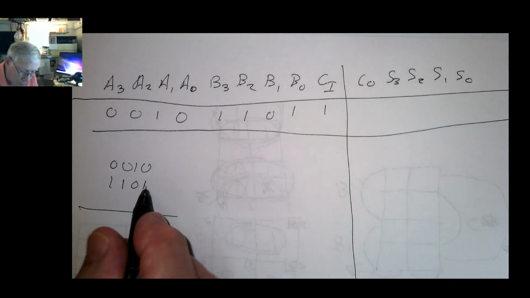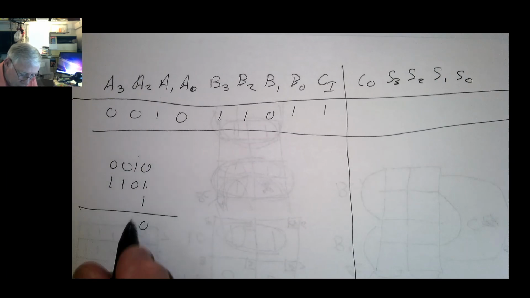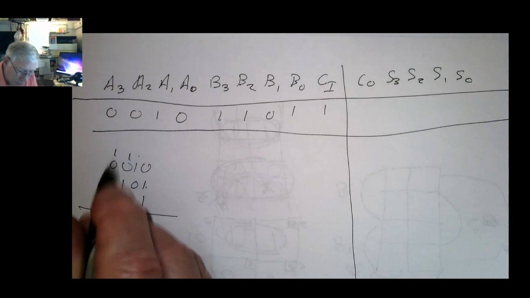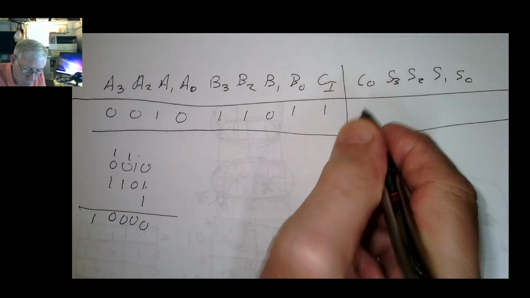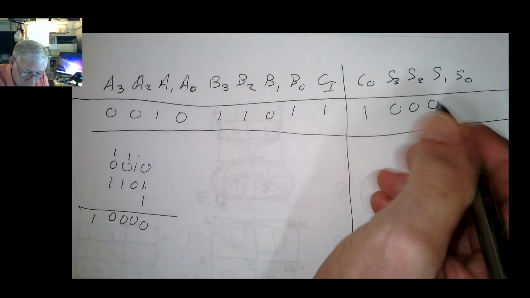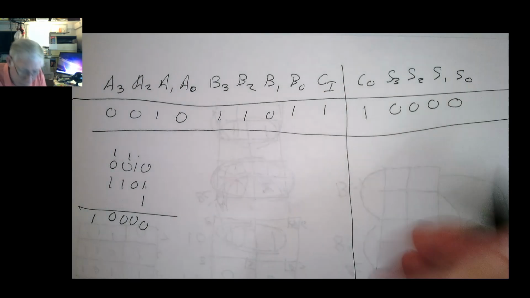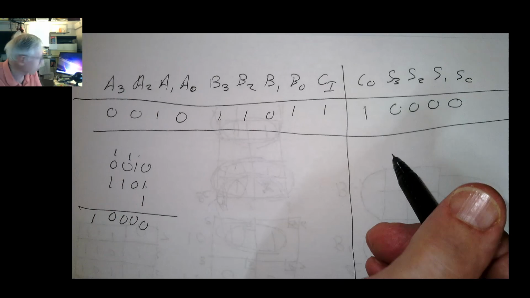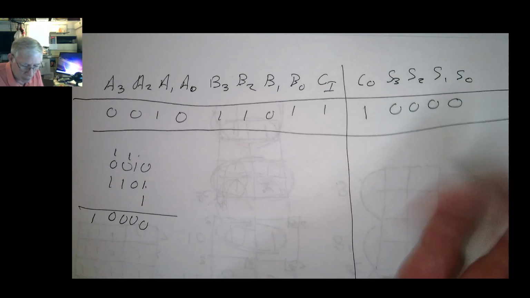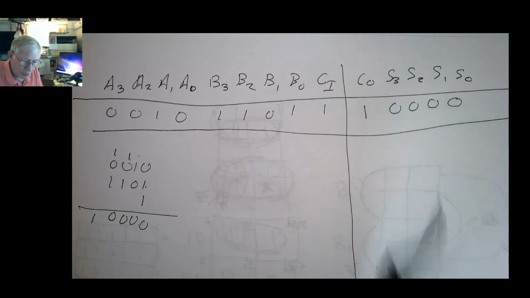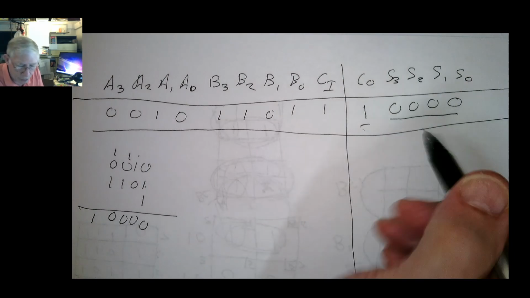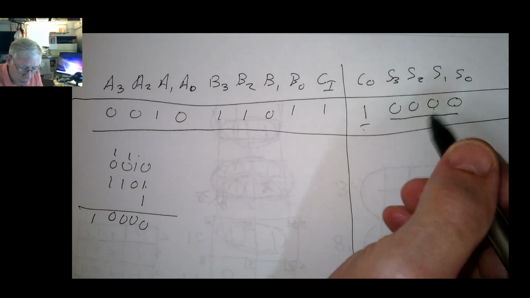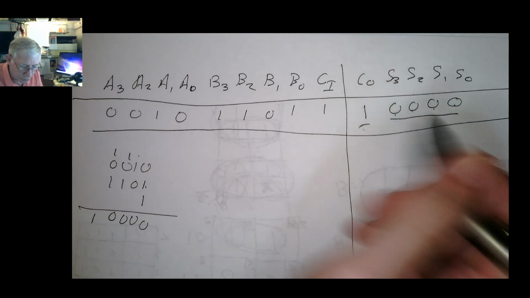So 1 plus 1 is 0, carry the 1. 1 plus 1 is 0, carry the 1. 1 plus 1 is 0, carry the 1. 1 plus 1 is 0 and carry the 1. So this would be 1, 0, 0, 0, 0. It just came out that way. That's totally accidental. But anyway, that's what I got. And so our sum is 0 and our carry out is 1, which actually means this would be 1, 2, 4, 8, 16. So apparently that was 16.